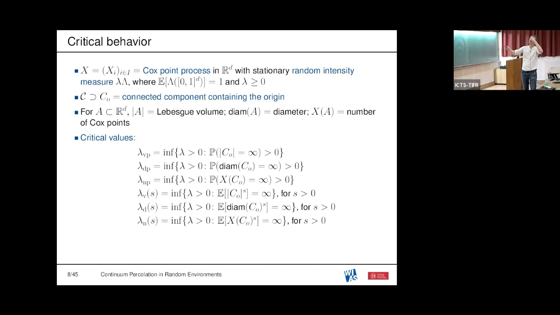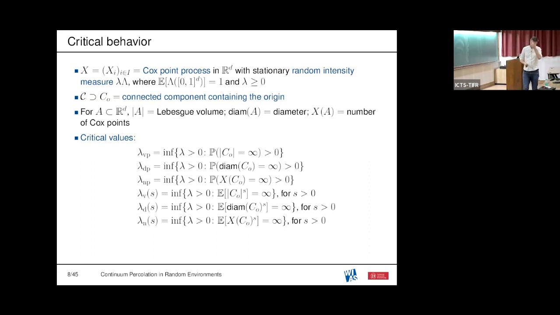And then I have an additional scalar parameter here, which now allows me to tune the intensity of the expected number of points in a unit volume. I speak about the connected component containing the origin. And then I have essentially three different notions of percolation. The first one is, what is the smallest intensity that you need in order that the origin is connected to infinity in terms of Lebesgue volume? So the Lebesgue volume of the Boolean model of the connected component of the origin is infinite. You can ask the same question for the diameter and also for the number of points, right?